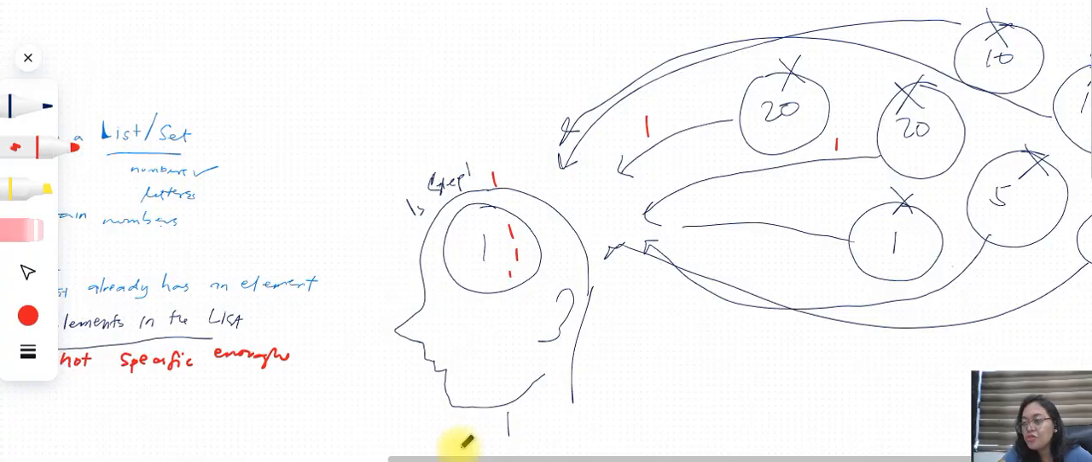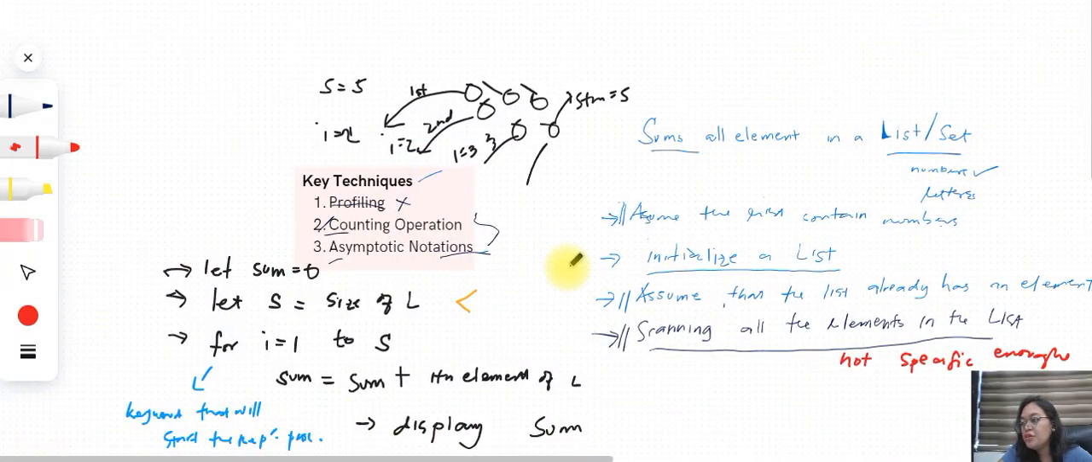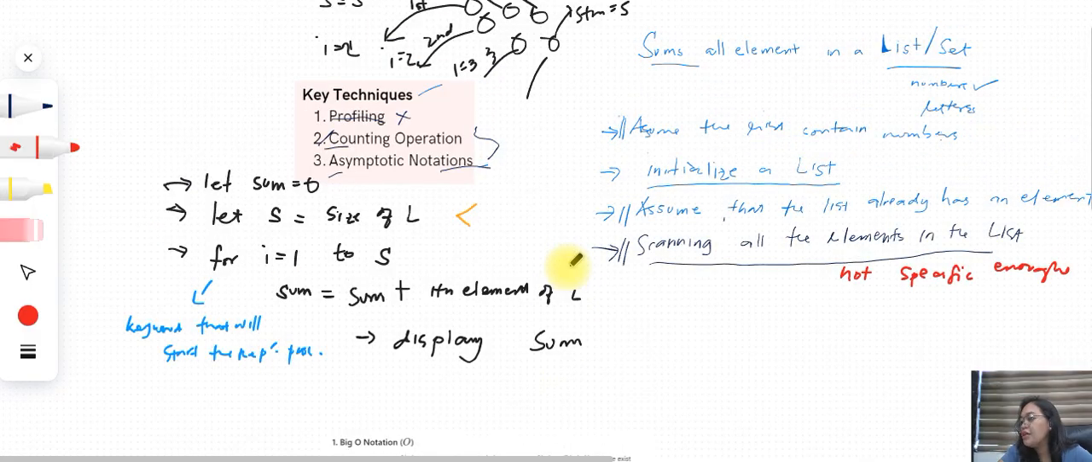Because the more operations your algorithm has, of course the slower it will become. So in the algorithm that we created last time, we will count one point per operation here. Initializing a list, we can just give one point. Since we already assume that the list has an element in it, all the processes involved under this assumption will not be counted.